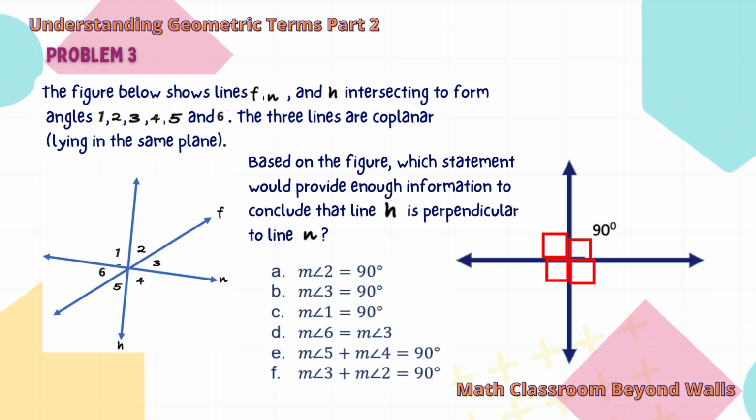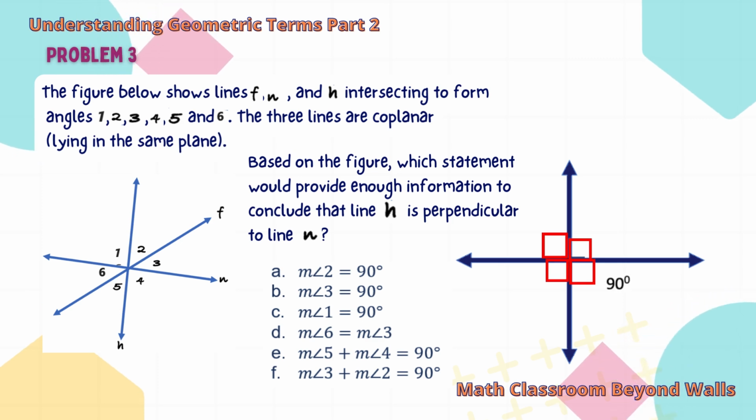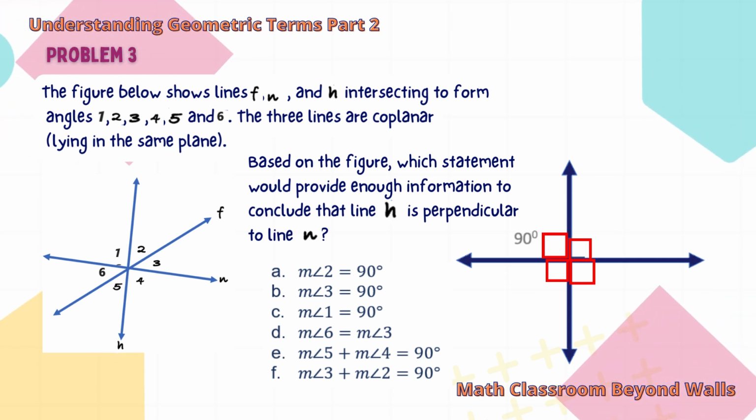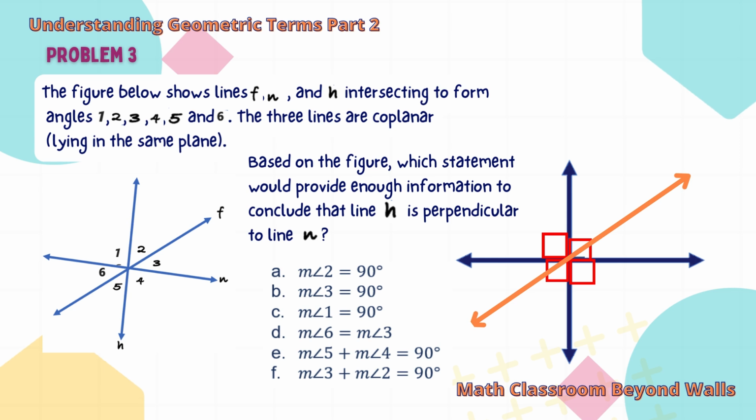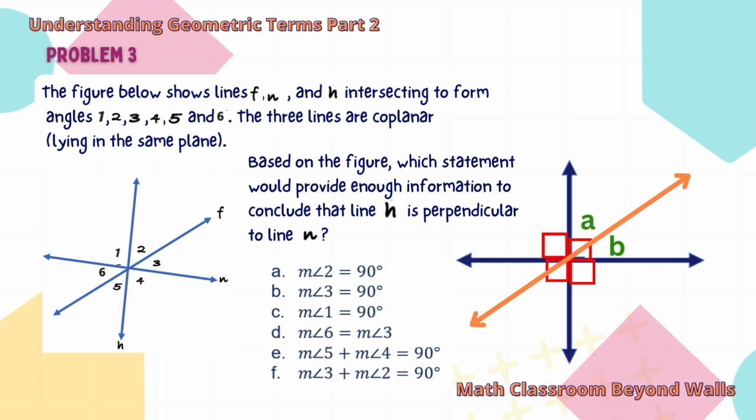We have to remember that if one angle is right, the other three angles are also right angles. Let us add another line to the figure. What do you see now, learners? Okay, so two smaller angles, angle A and angle B, are created. Can you tell us the sum of the measure of angle A and angle B? You are right. The sum is 90 degrees.